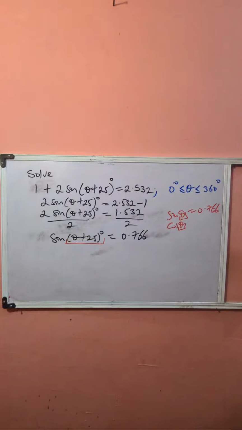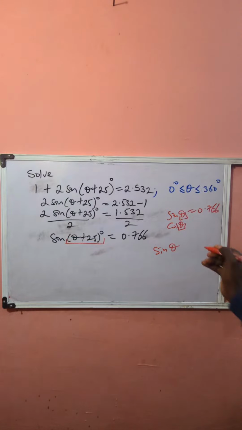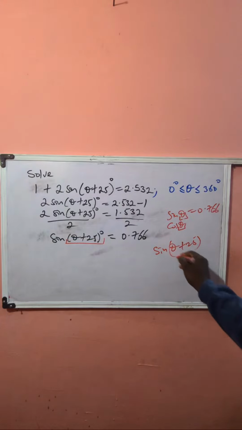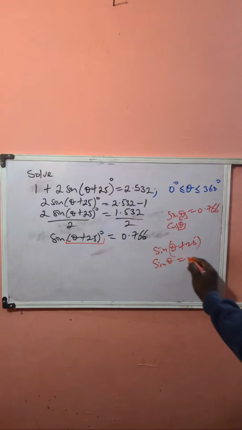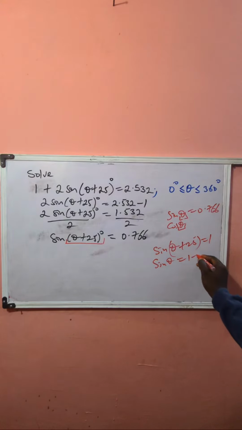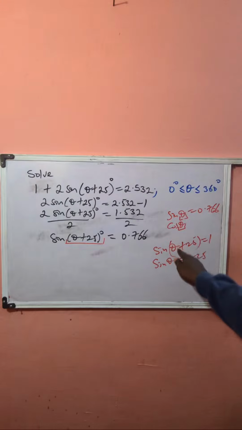And don't forget, when you say sine(theta plus 25), you cannot go on to say sine theta equals, let's say there was a 1 here, 1 minus 25. That's wrong. You cannot say I want to move 25 away from here, because this whole thing is associated with sine. You can't throw theta away, you can't throw 25 away. It's like glued onto sine.